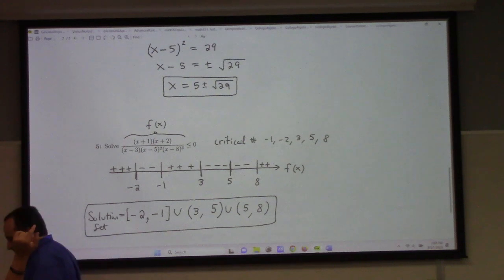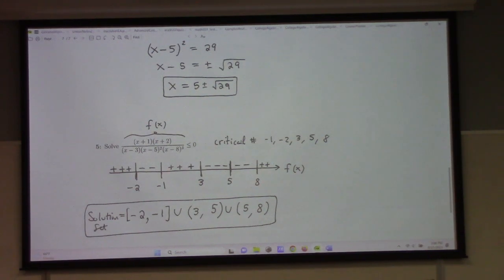And that's it. That's how you do it. I have one question. Yep. Why was 0 not listed as a critical number if it was set equal to 0? Because 0 is not a critical number. It doesn't make the numerator or the denominator 0. So critical numbers are created by the expression that you're looking at. It makes sense.